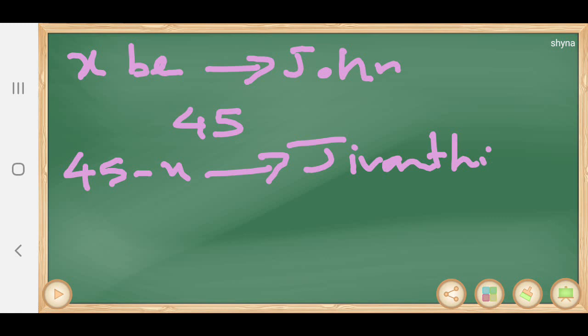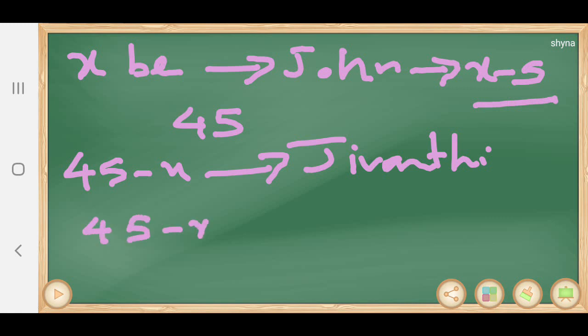John has x marbles. The remaining marbles, 45 minus x, are with Jeevanti. Then what is the next condition given? 5 marbles lost from each one. Now John has x minus 5. In the case of Jeevanti, 45 minus x, and 5 lost, so 45 minus 5 is 40. Now the total is 40 minus x.